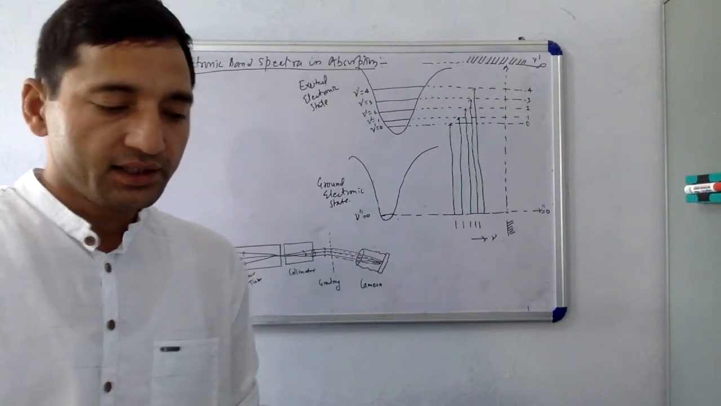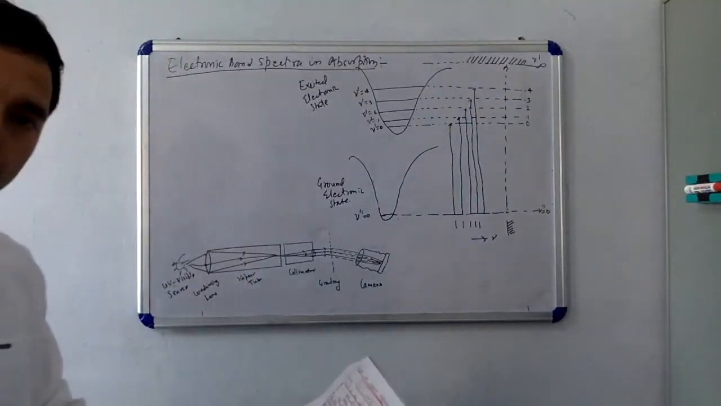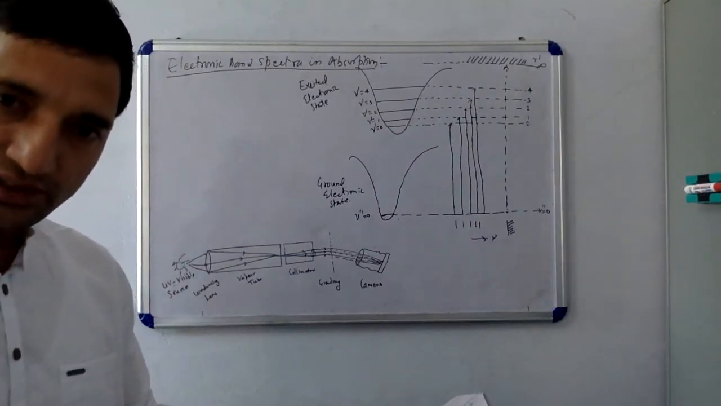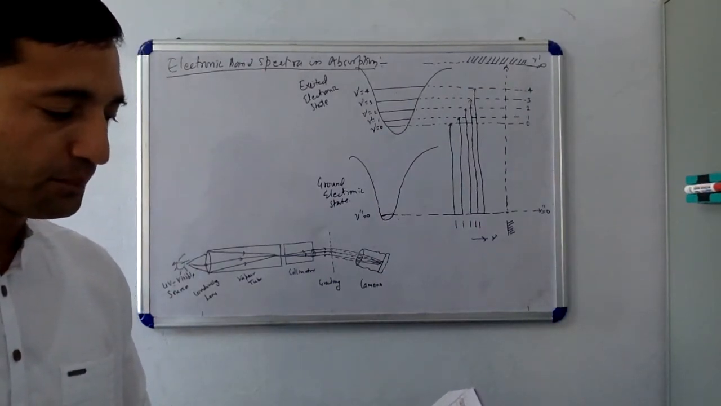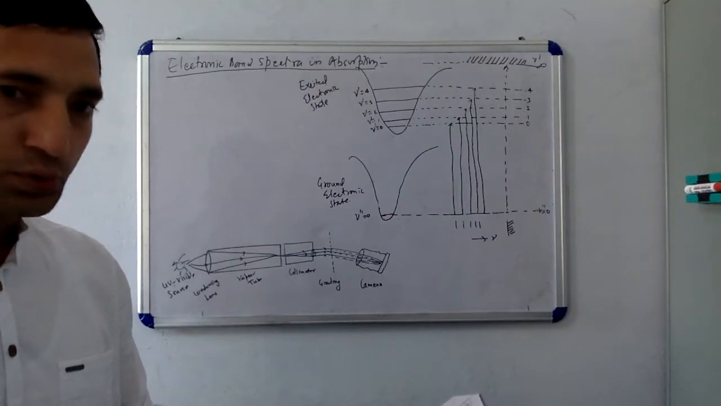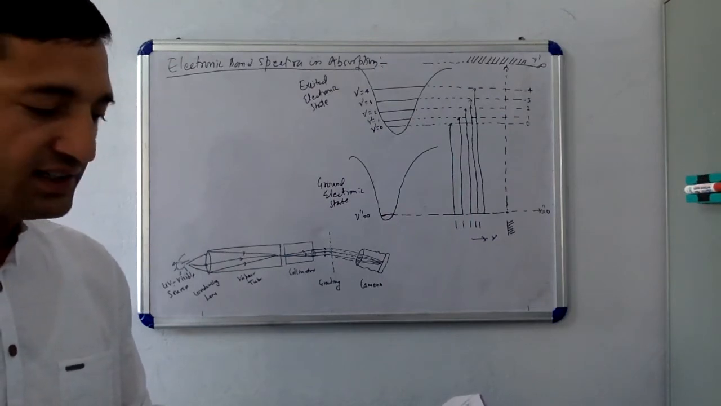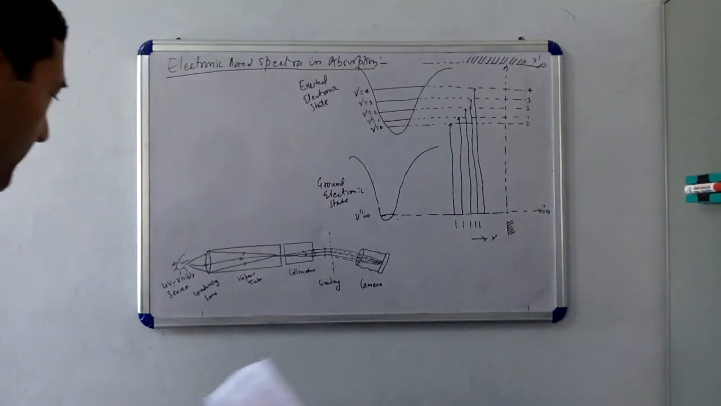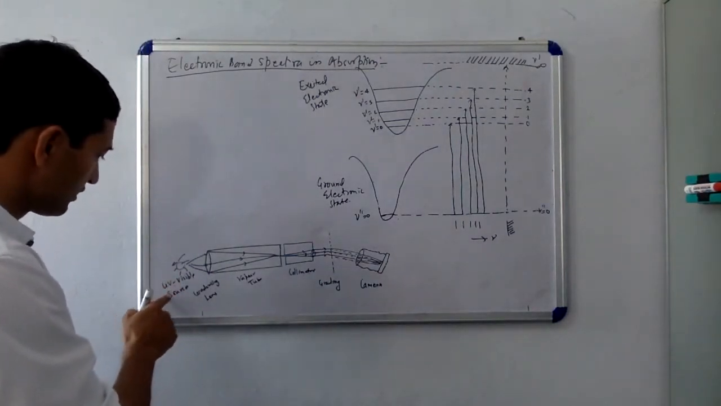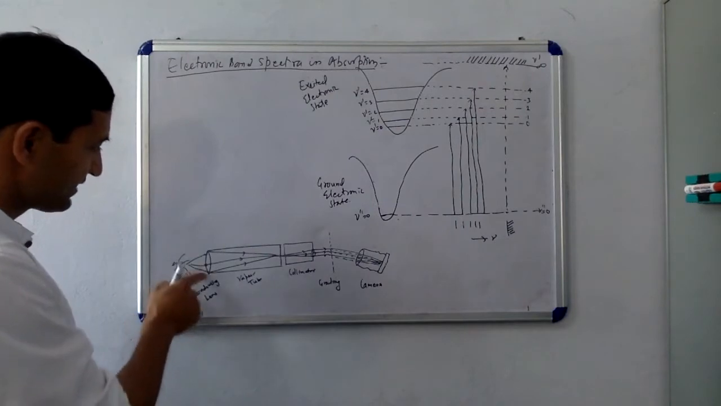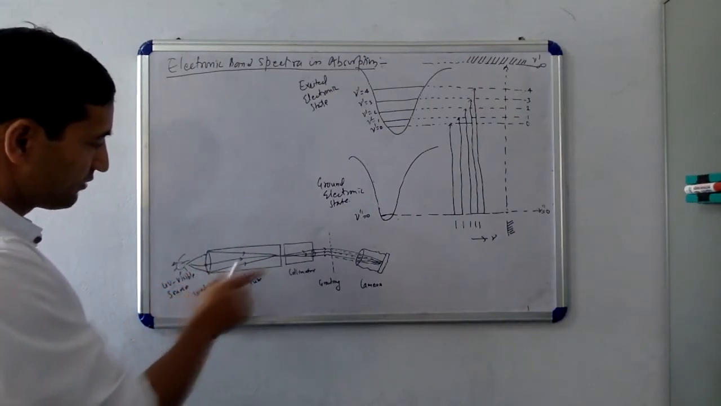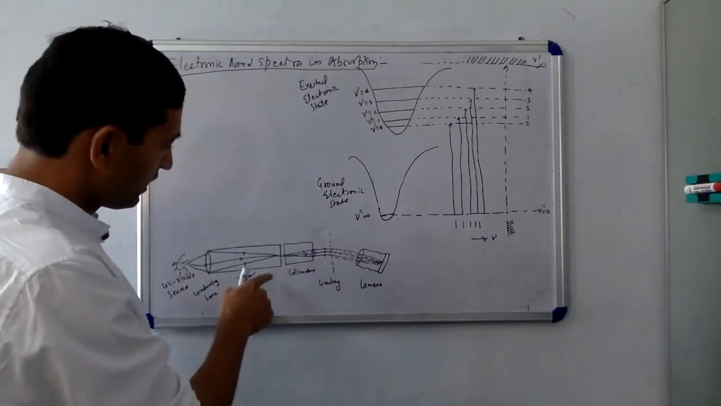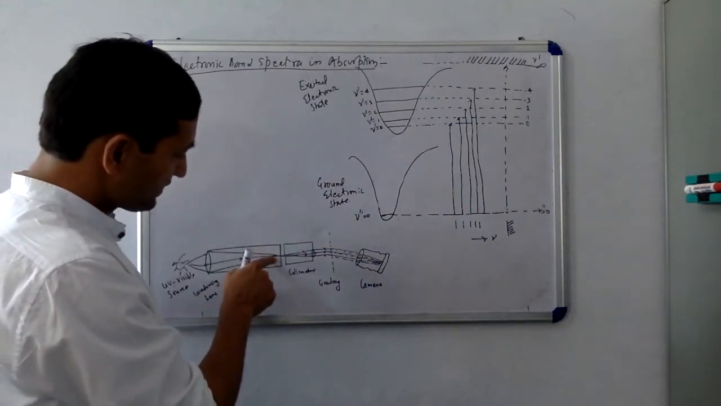The electronic absorption spectra of a diatomic molecule are often recorded by passing continuous visible or ultraviolet light through a large tube containing the gas of the diatomic molecule, that is, a vapor container. You have a UV or visible source, and this is a condensing lens, and this is a vapor tube in which you have a diatomic molecule or the gas. Then you have a small slit from here.